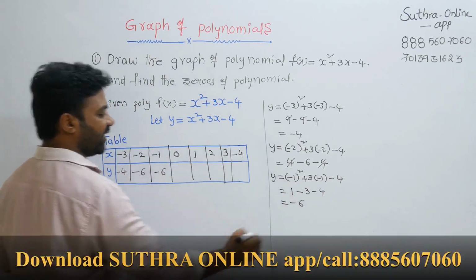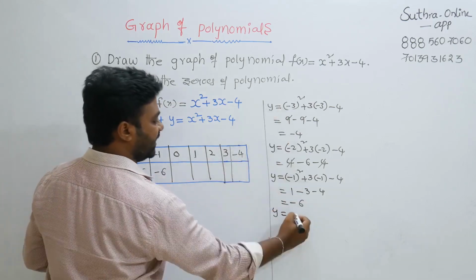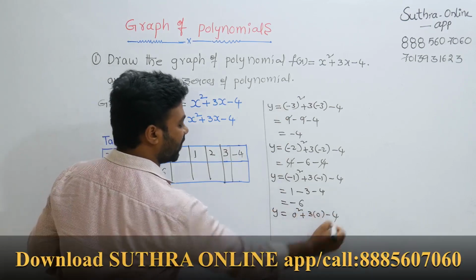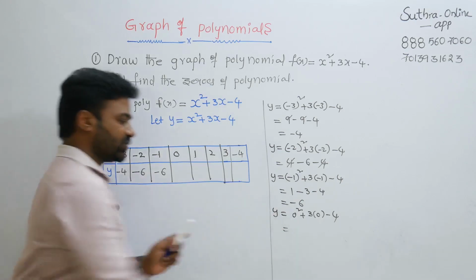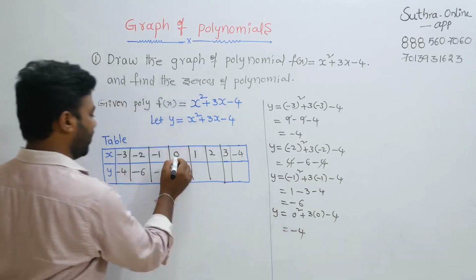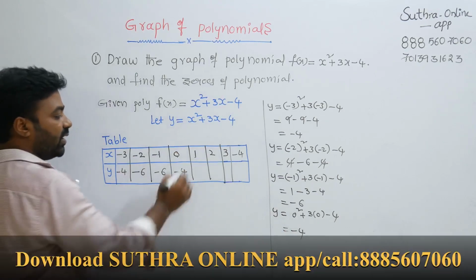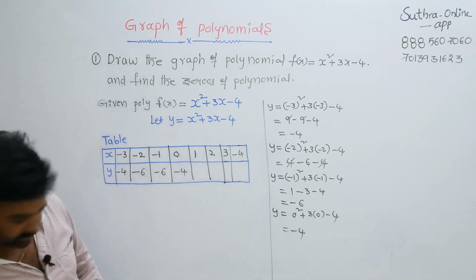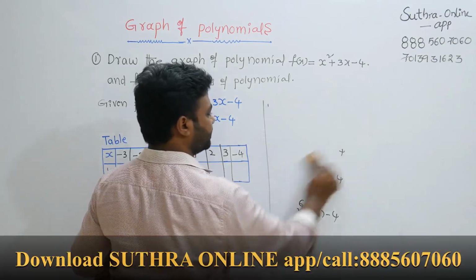Next, x equal to 0. Then substitute here: x equal to 0 means it is 0 square plus 3 into 0 minus 4. So 0 square is 0, 3 into 0 is 0. So totally minus 4. Now if x equal to 0, y equal to minus 4. Again x is equal to 1; this is no need, it is rough work only.